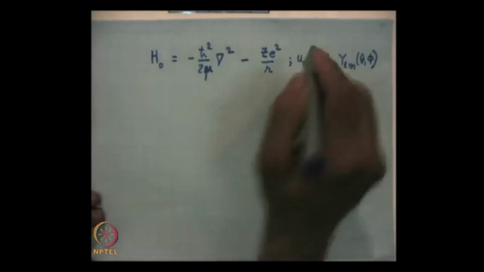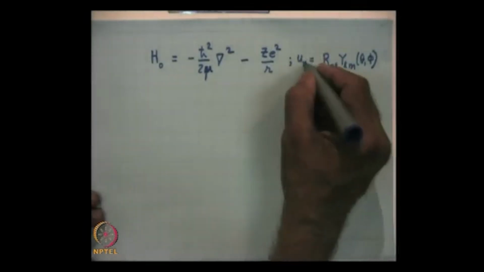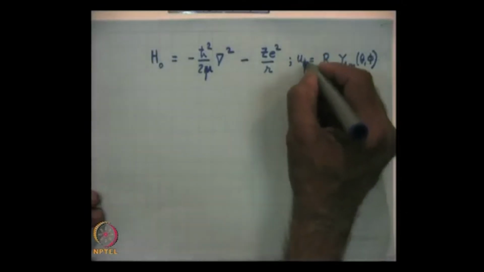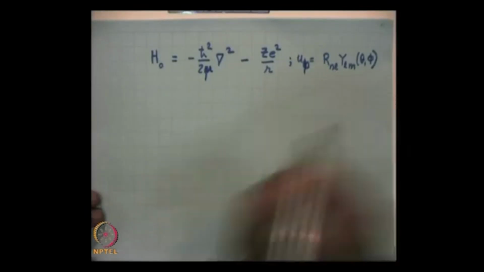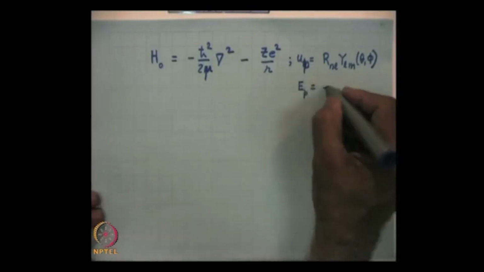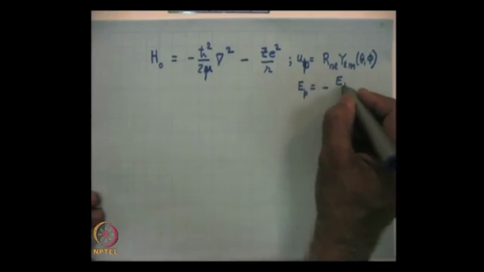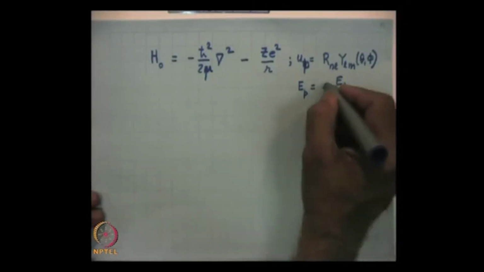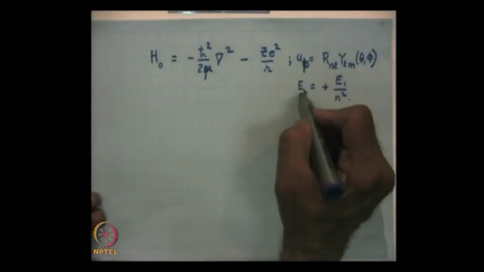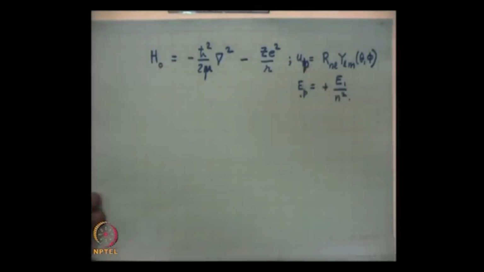This n and this n are different. So, we may write this as u p. U p is a combined form of these 3, and E p, the energy eigenvalue corresponding to the p-th state, will be something like the energy for the first state divided by n square, and E 1 is about minus 13.6 electron volts. So, I know the eigenvalues and eigenfunctions corresponding to H naught.